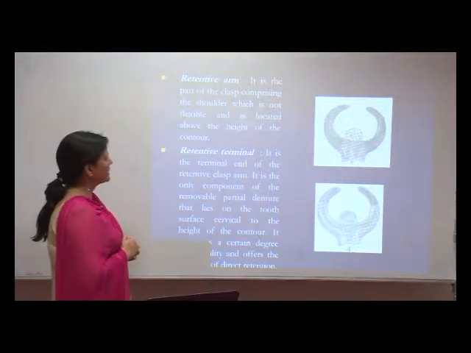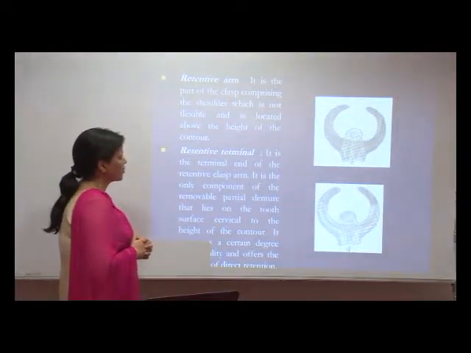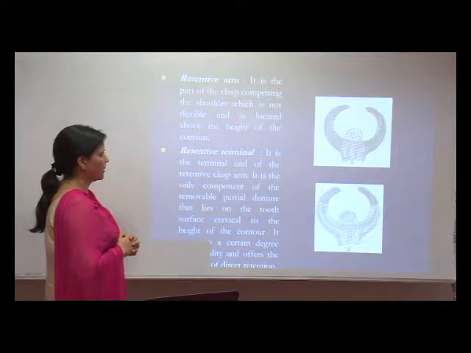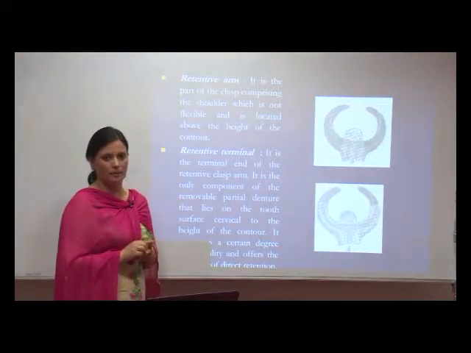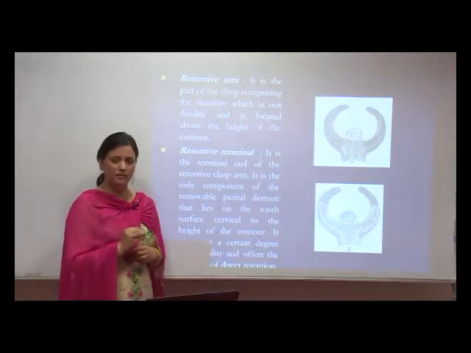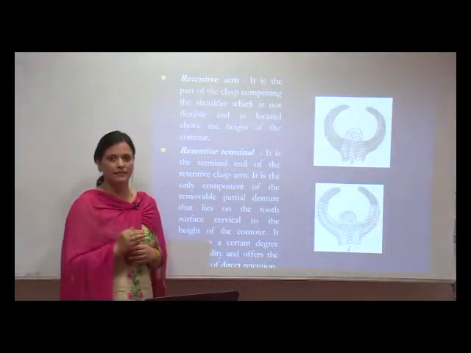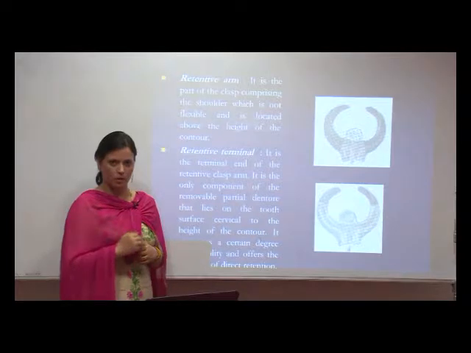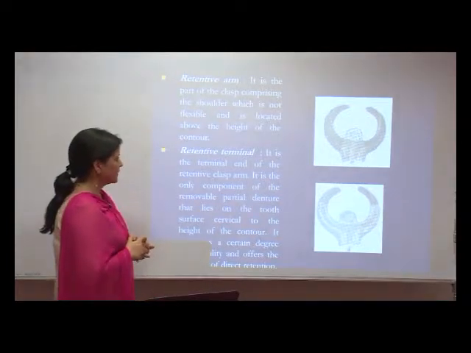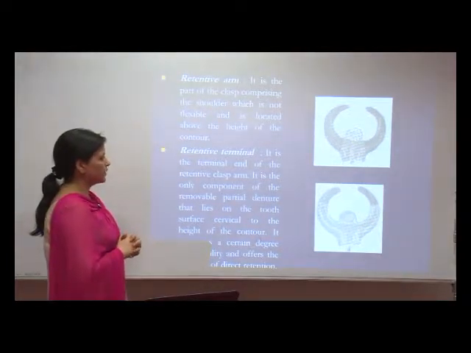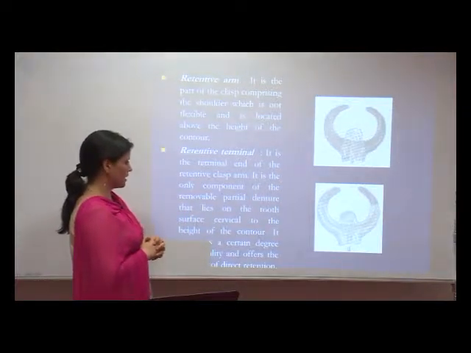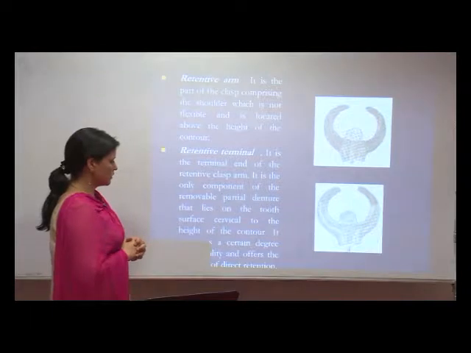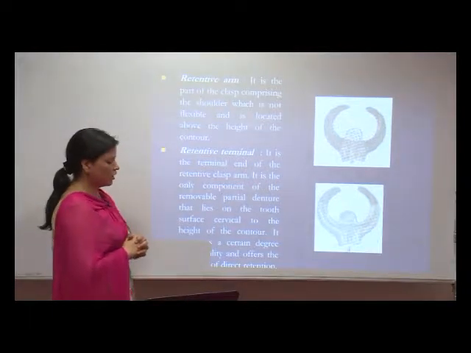Retentive clasp arm, it is the part of the clasp comprising the shoulder which is not flexible and is located above the height of the contour. So there is a main difference: reciprocal arm is rigid and it is above the height of the contour, and retentive arm is flexible, it will be below the height of the contour. Retentive terminal, it is the terminal end of the retentive clasp arm. It is the only component of the removable partial denture that lies on the tooth surface cervical to the height of the contour.